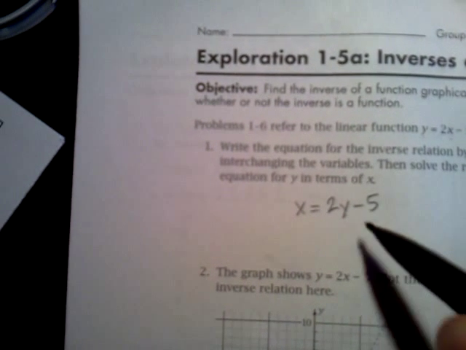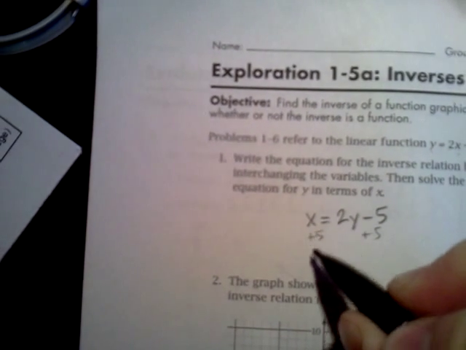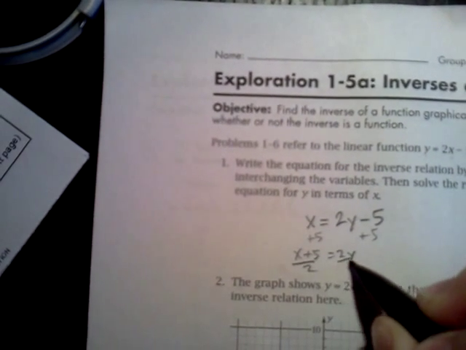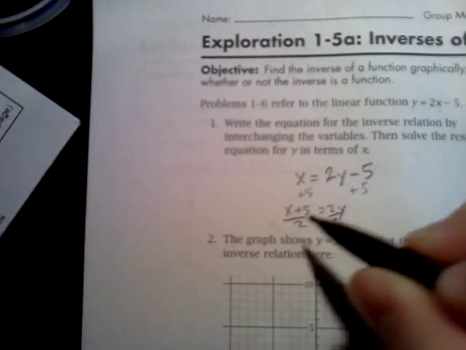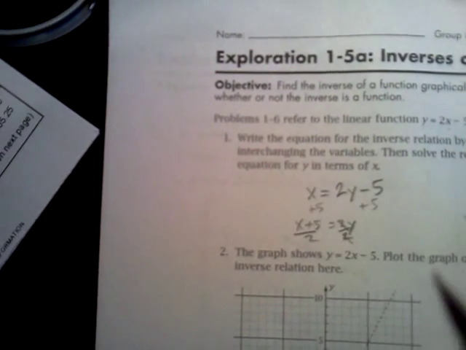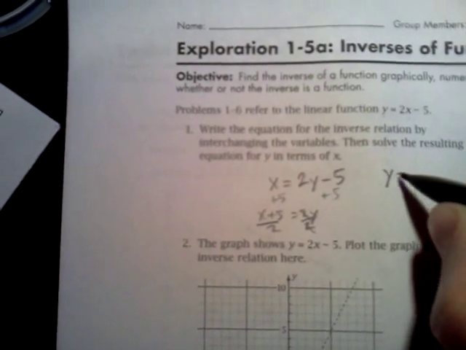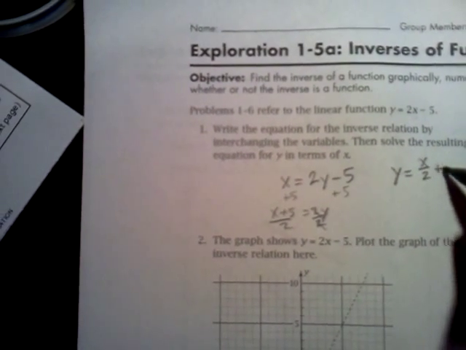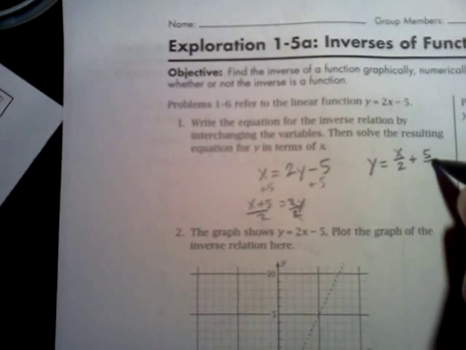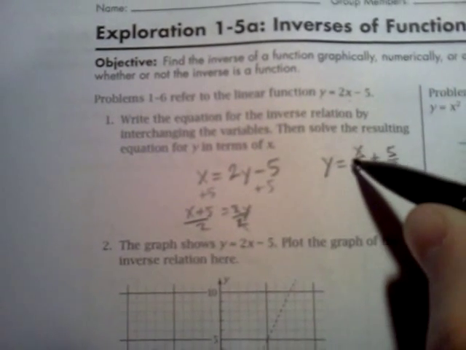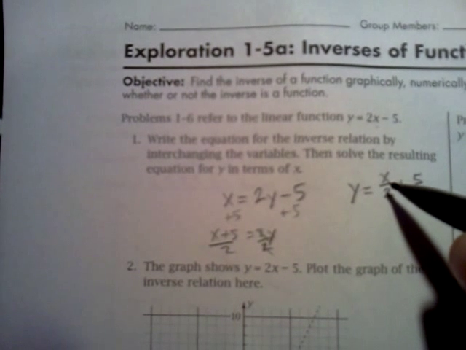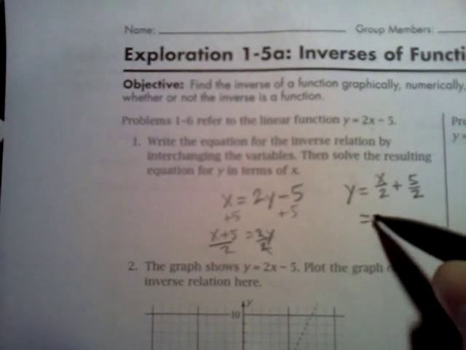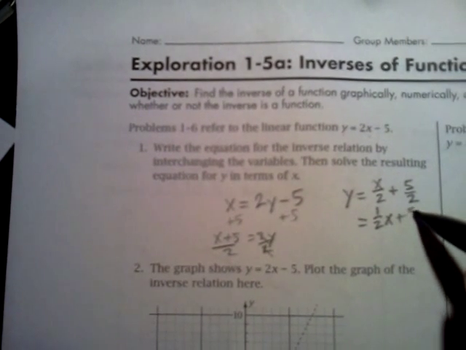So we need to solve this for y, so the first thing we would do is add 5 to both sides, and then divide both sides by 2. And we can rewrite this as y is equal to x divided by 2 plus 5 divided by 2. And to help graph it, I can write it so it's a little bit more obvious what the slope is. I can write it as 1/2 times x plus 5/2.